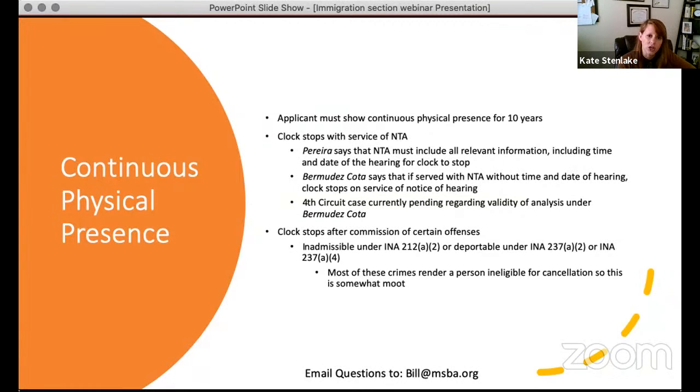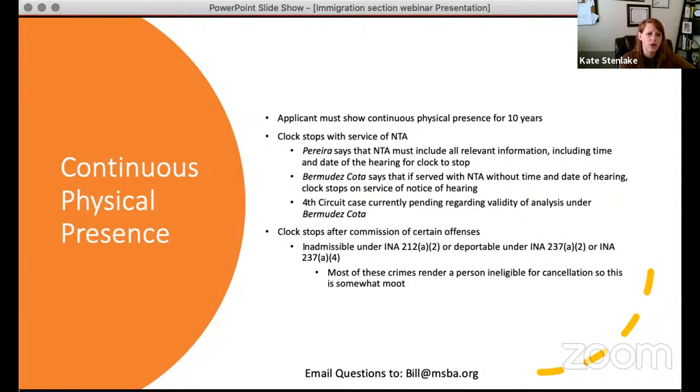But it's important to look at each case individually, because sometimes the client is served with the notice to appear, but might not actually get their initial notice of hearing for 1 or 2 years. So you'll have to look at when the client actually got notice of hearing, whether it's on a notice to appear that actually has time and date of hearing, or receiving the notice of hearing, to determine what date the clock stopped. And then you work backwards from that 10 years, and that's the relevant 10 years you will have to prove that the client has been in the United States.